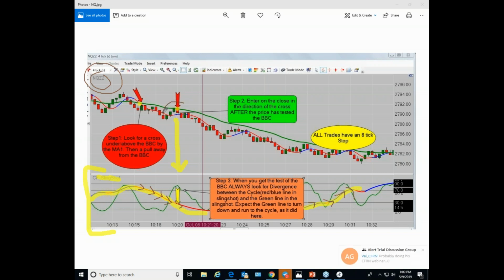And this price action here, which is normal, associated with the green line pulling away from the cycle, is step number 3, which is the divergence or the separation Michael is talking about in the training room. This space here, that's the space, like a slingshot. You're pulling the green line back against the slingshot.